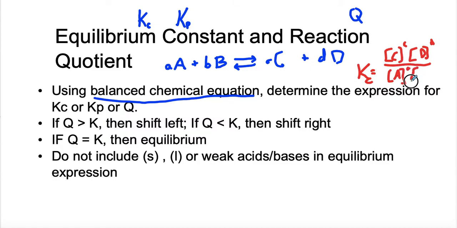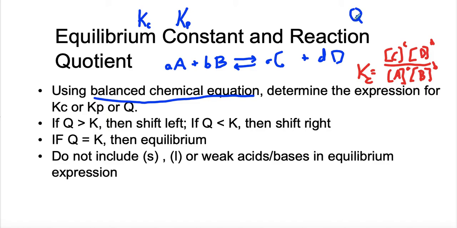So this main expression right here, you will be using over and over, and understanding that. If it's a Kp, you're going to use the pressure of C and the pressure of D, and still raised to the power of the coefficient. And then you have your Q value, which is the same thing. At equilibrium, when the concentrations are at equilibrium, you determine this and it gives you a K value.